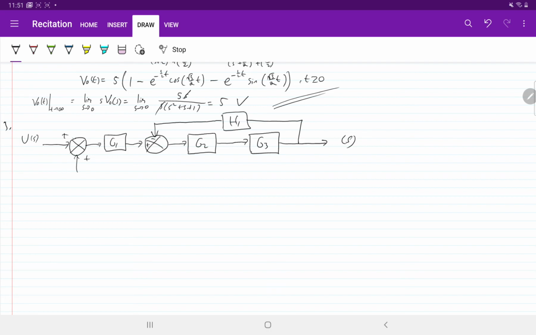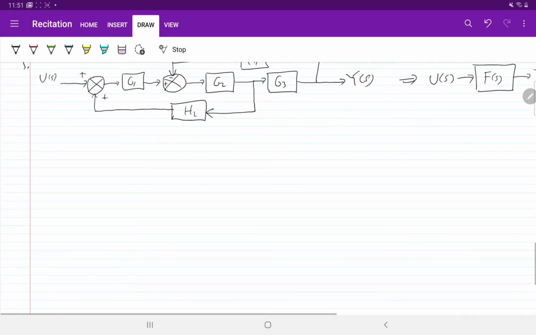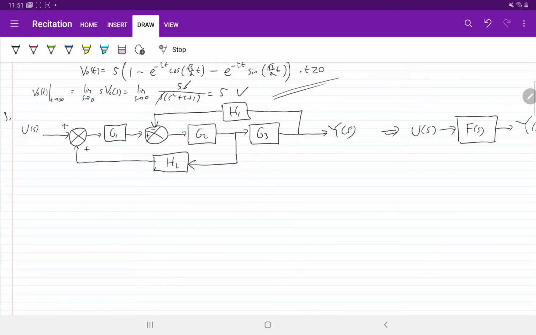And you have another feedback with gain H2. This connects to this point here between G2 and G3. So we need to simplify this into a simpler block diagram. U of s is something, I don't know, let's say F of s. This is Y of s. So what is F of s? So you need to simplify this, right?